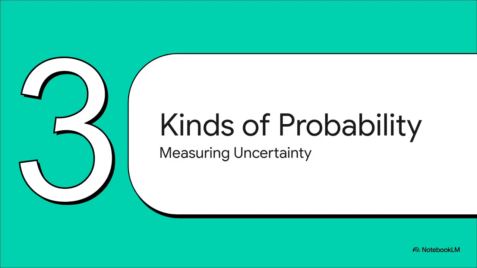Okay, so we've talked about events and we've talked about consequences. But what about that U for uncertainty? To measure that, we need a tool. And that tool is probability. But it turns out there are two very different ways to think about what probability even is.